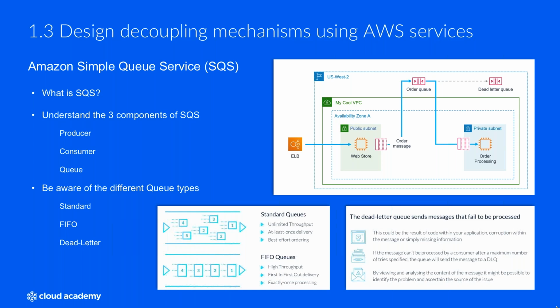What else? And also, the components of SQS. So you have a producer and a consumer. The producer is responsible for sending messages to your SQS queue, and then the consumer is responsible for processing those messages within the queue. And that's pretty much the difference between the two. When the consumer has processed the message, it will then delete it from the queue as well.